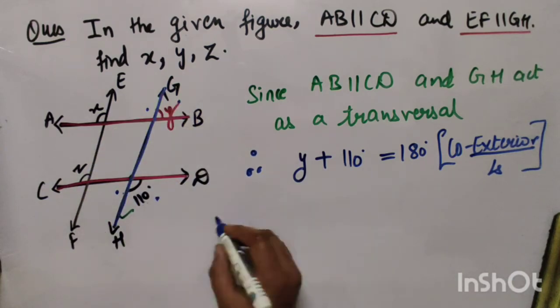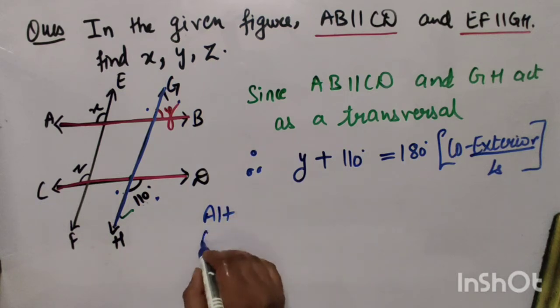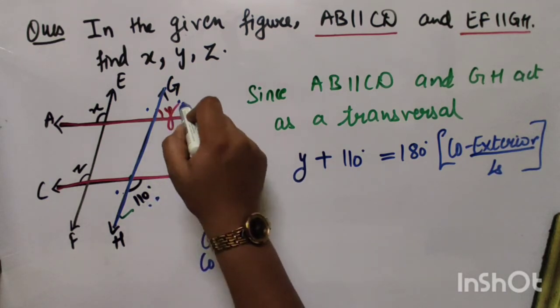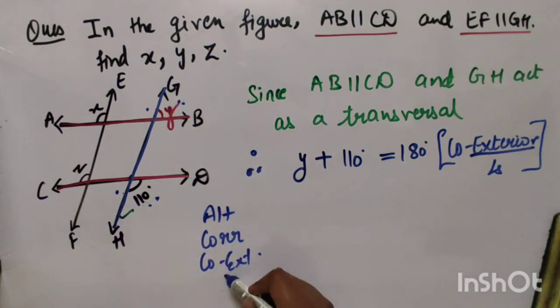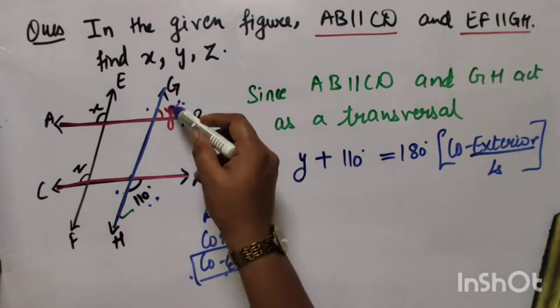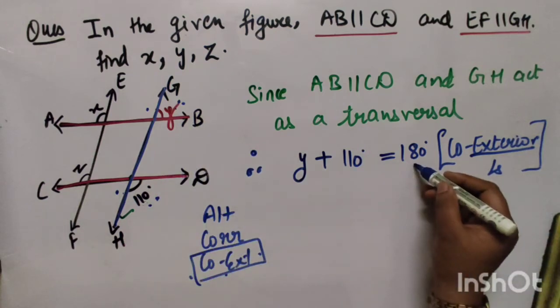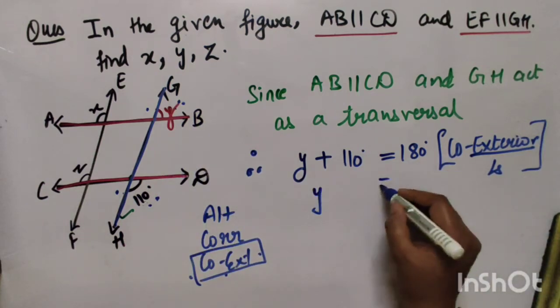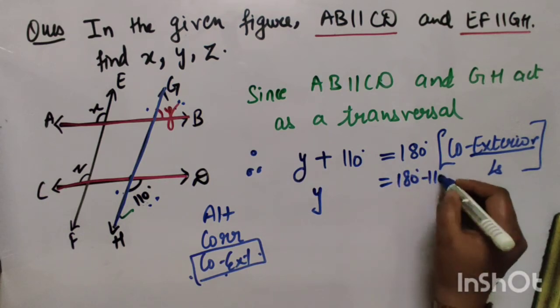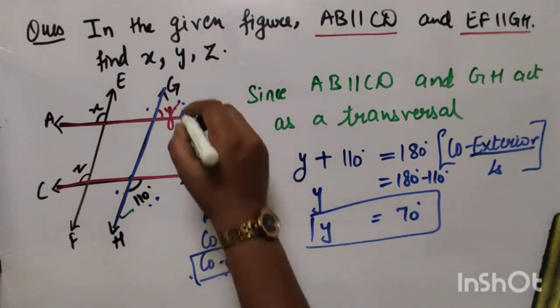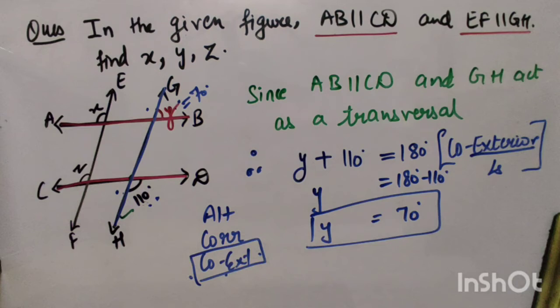So we know that we have three concepts: alternate pair, corresponding angles and co-exterior angles. Now we can see that this is an exterior angle and this is an exterior angle. If we consider all these three concepts, it is clear that we can utilize this concept only, because both exterior angles at the same side of the transversal will always make 180 degrees. So by this we can say the value of y will be equal to 70 degrees. So we got the value of y, which is 70 degrees.